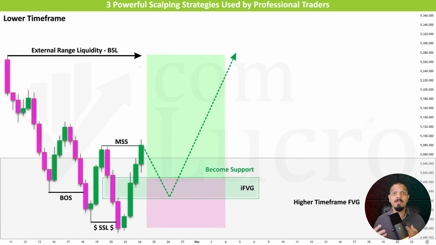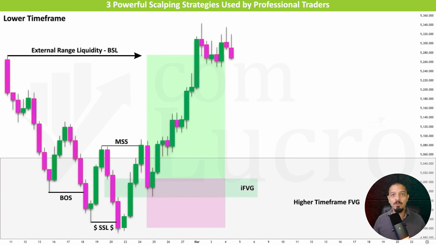The second option is to place a buy limit order at the highest point of the newly formed inverse fair value gap and wait for price to retrace into the zone and trigger your position. For your target, you can aim for the nearest buy-side liquidity on the current time frame, or if you expect a larger move, you can target a key level on the higher time frame.